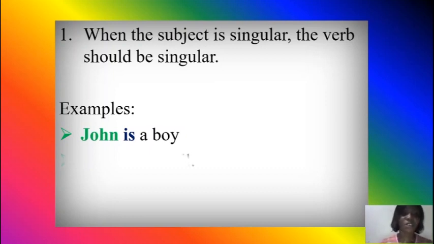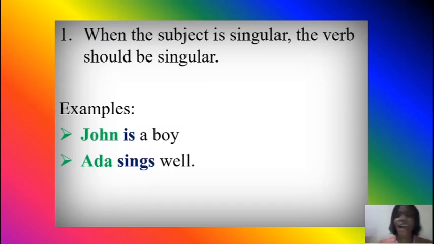Now let's go over to the second example we have here. The second example says, Ada sings well. Ada is a noun and it is the subject of that sentence. As you can see there, sings is a singular verb.